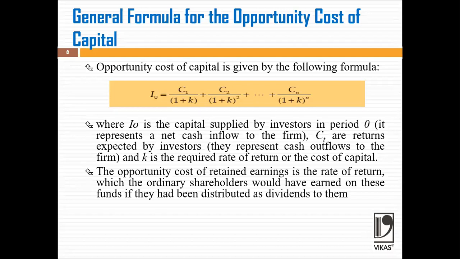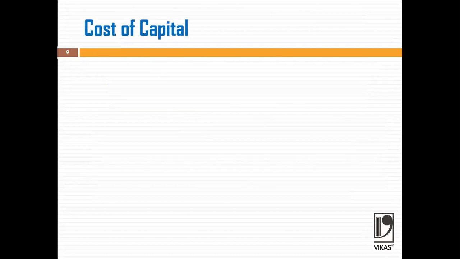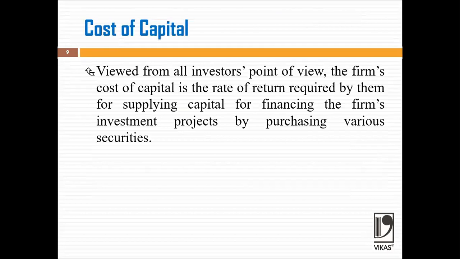The opportunity cost of retained earning is the rate of return which the ordinary shareholders would have earned on these funds if they had been distributed as dividend to them. Right. Cost of capital.